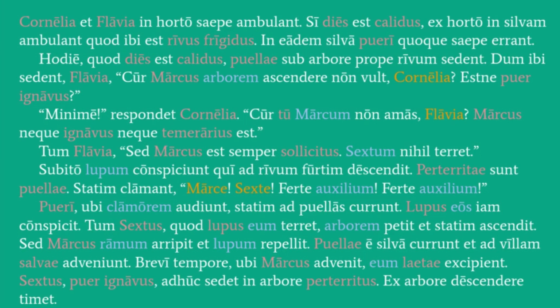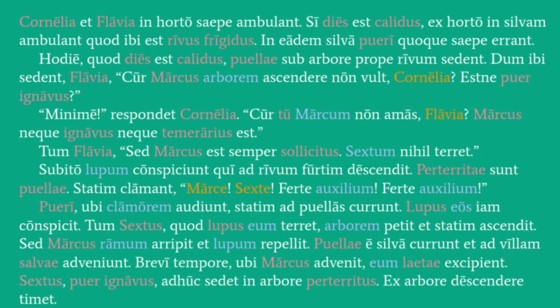Puellae e silva currunt et ad villam salvae adveniunt. So the girls currunt, they run out of the woods, e silva, and toward the house or the country house, ad villam. Adveniunt means they arrive. So you can almost translate this as they arrive at the house, right? Ad villam adveniunt. They arrive at the house or reach the house. Salvae here is an adjective describing the girls, safe. You can translate it more as an adverb here. So safely, right? They safely reach the house.